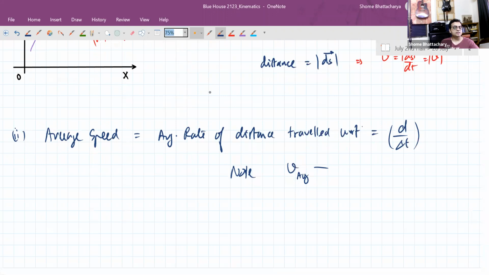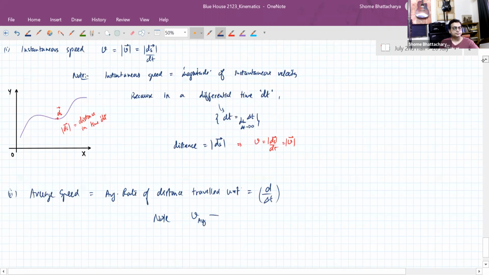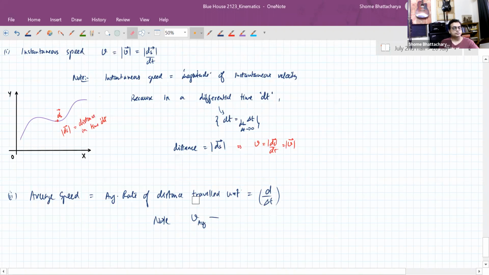Why? Because the distance traveled in general is greater than or equal to the magnitude of the displacement. It's equal only in a special case, which we have discussed earlier. So in general, this is greater than or equal to the mod of average velocity, because distance d in general is greater than or equal to the magnitude of displacement.